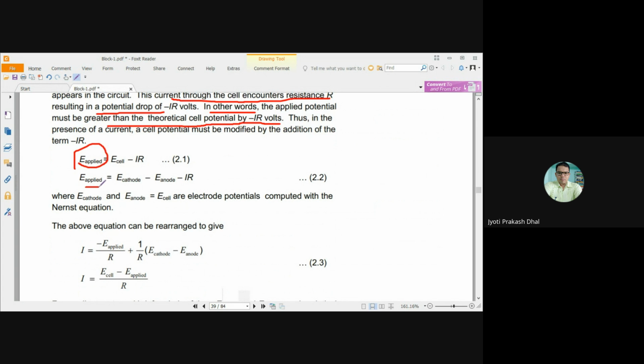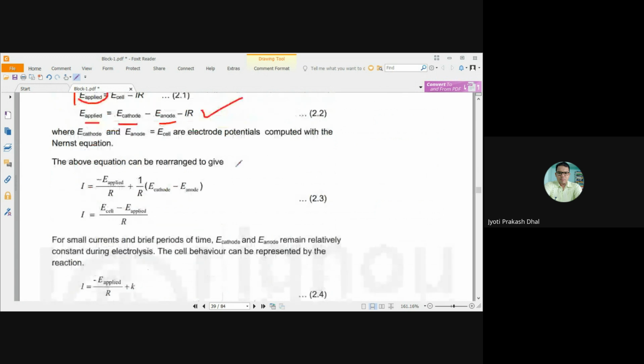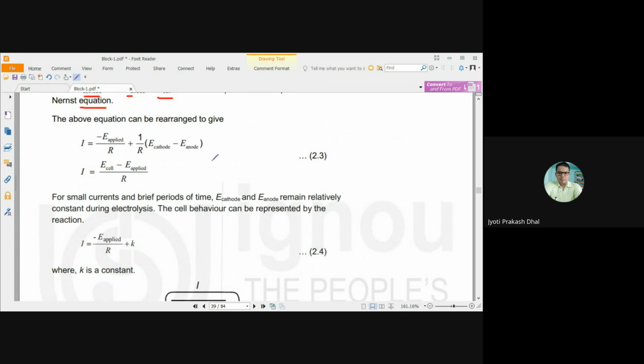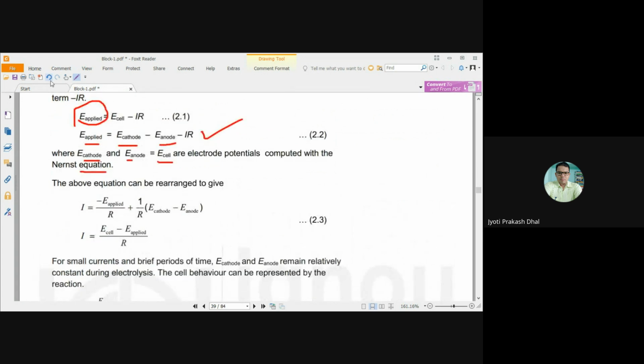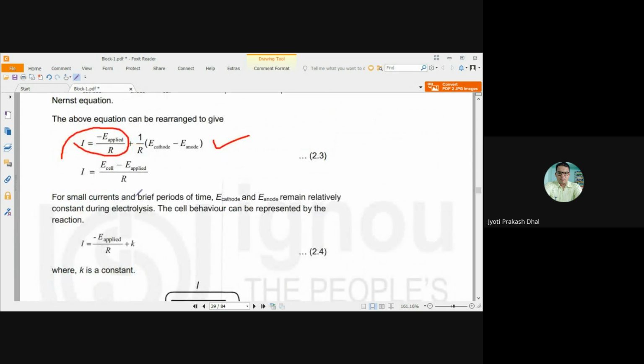So E applied equals E cathode minus E anode minus IR, where E cathode and E anode, which together give E cell, are the electrode potentials computed from the Nernst equation. The above equation 2.2 can be rearranged as I equals minus E applied divided by R plus 1 by R times E cathode minus E anode. That means I equals E cell minus E applied, divided by R.